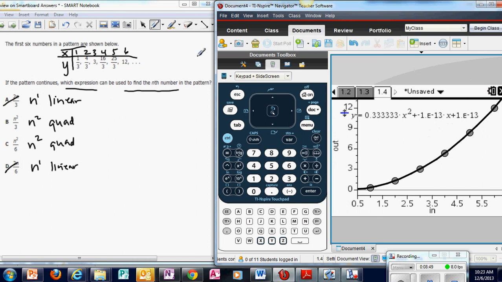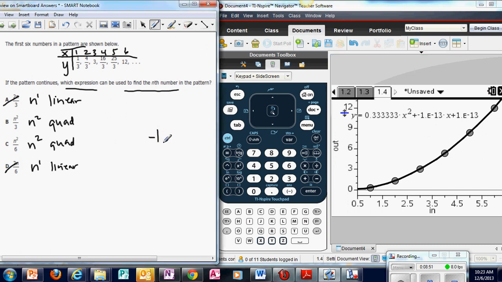That's like saying I have a negative 1, and then you move that decimal point to the left 13 times, which is basically saying 0. The algorithm of the calculator has made it to where it didn't get 0. It's rounding because of this program, but it's basically meaning a 0. Whenever you see e to the negative and some big number, it means 0. So both of these are saying there's nothing there. It's really saying 0.3 repeating x squared.